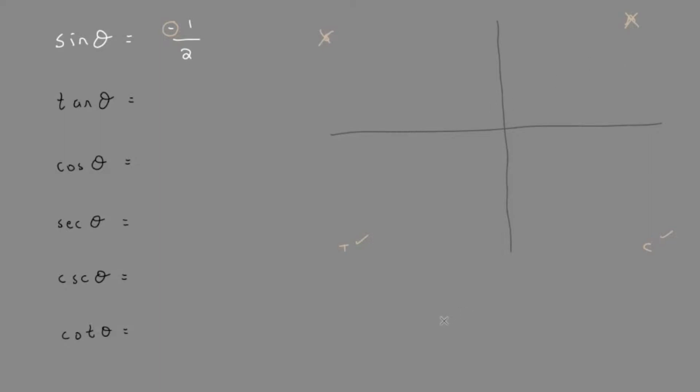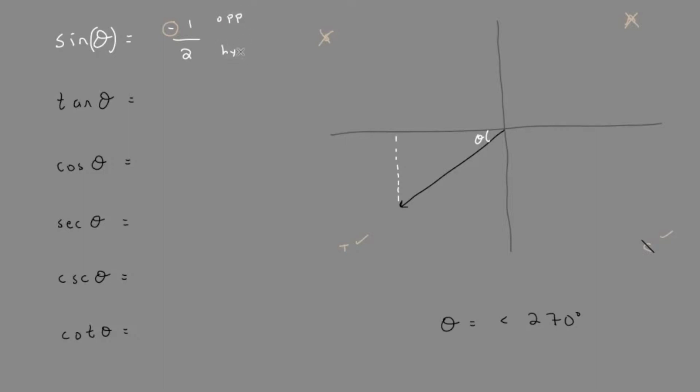And the domain restricts us where it says theta is less than 270 degrees. Therefore, it cannot exist in quadrant 4. So we're left with quadrant 3. And from our related acute angle, theta, we can label our triangle because we have our opposite and hypotenuse.